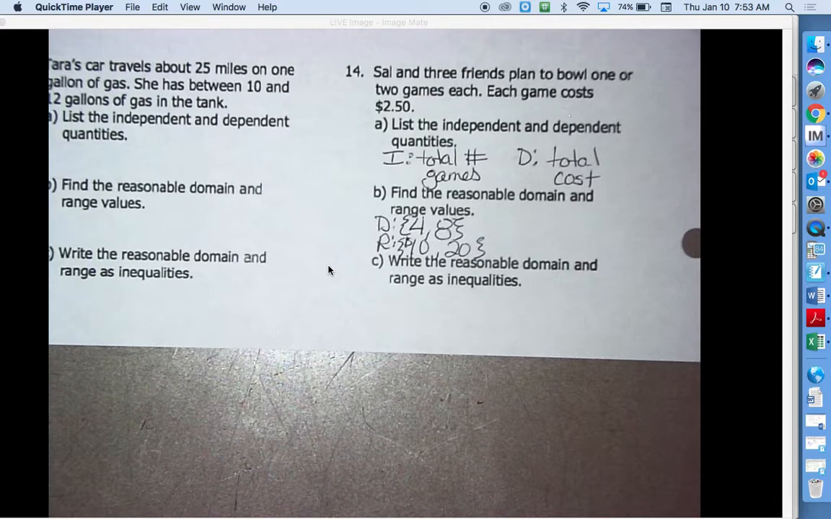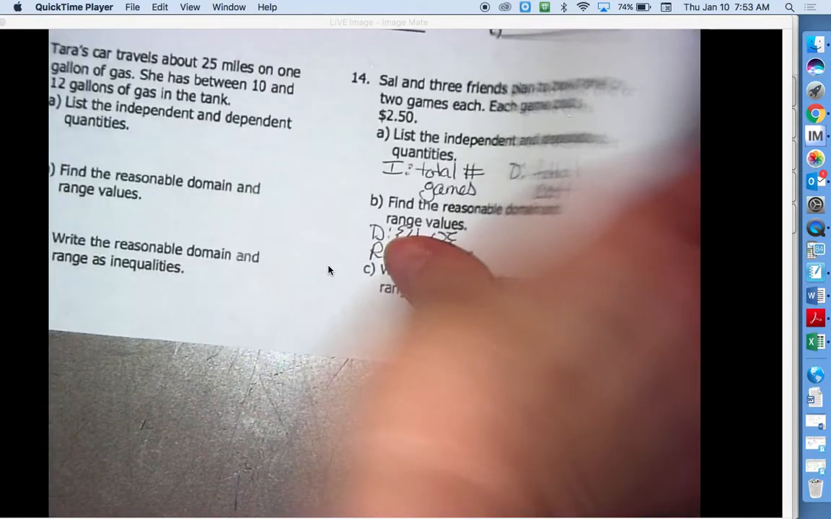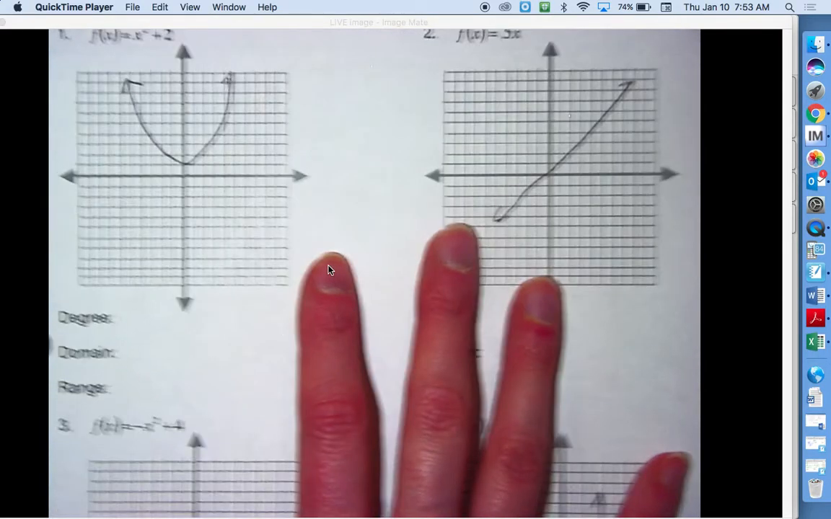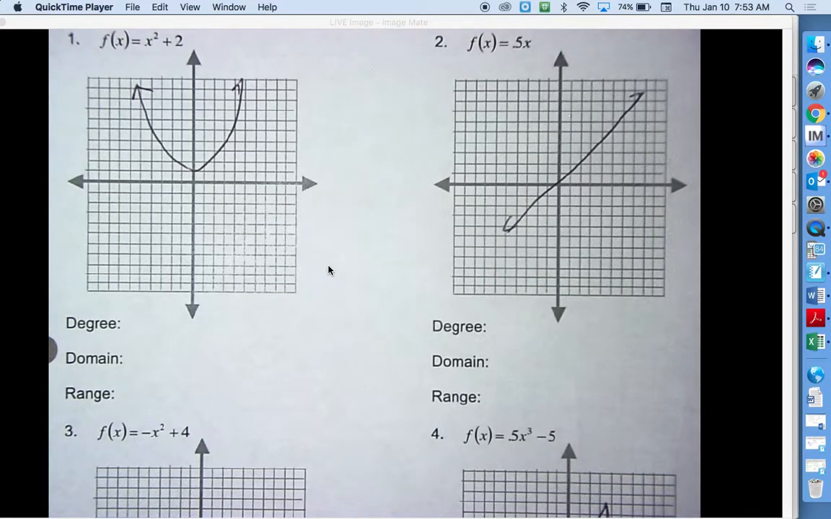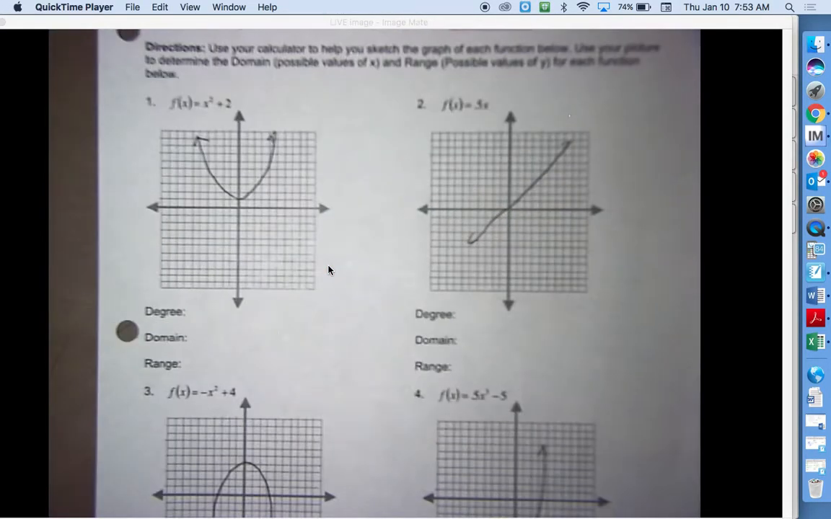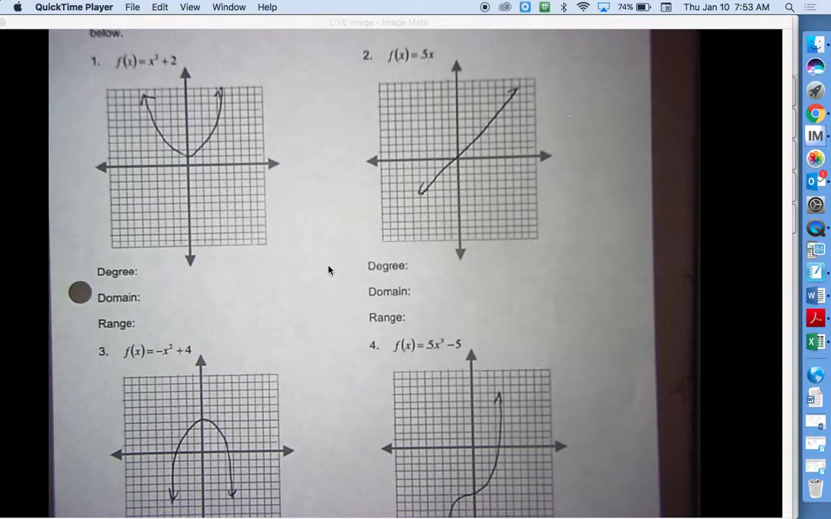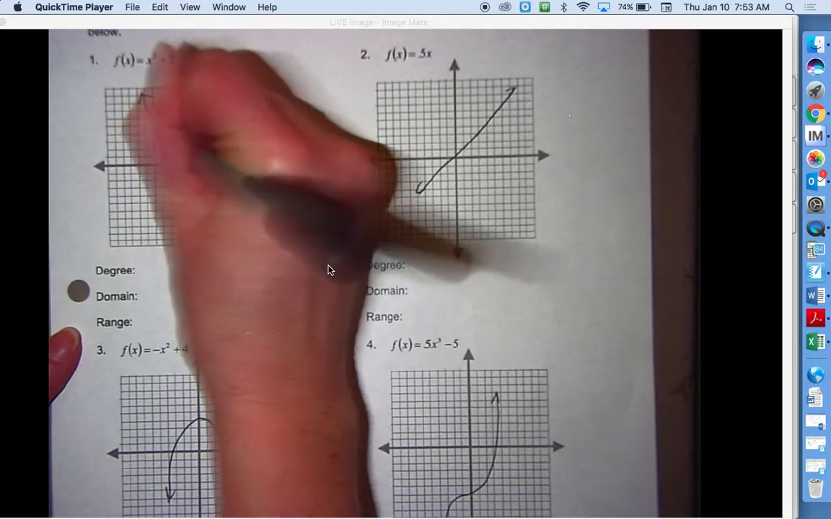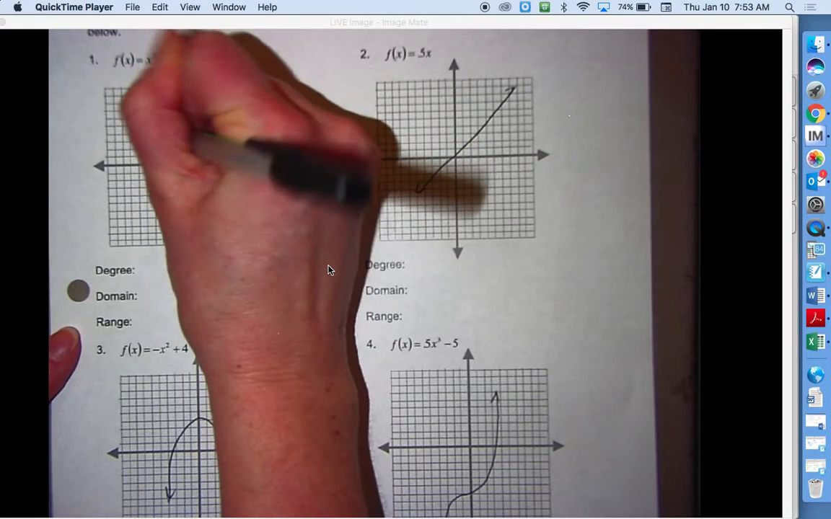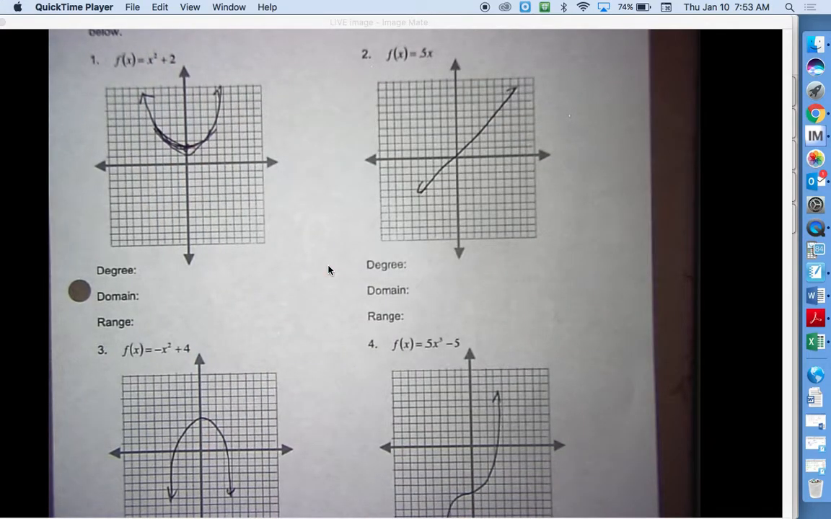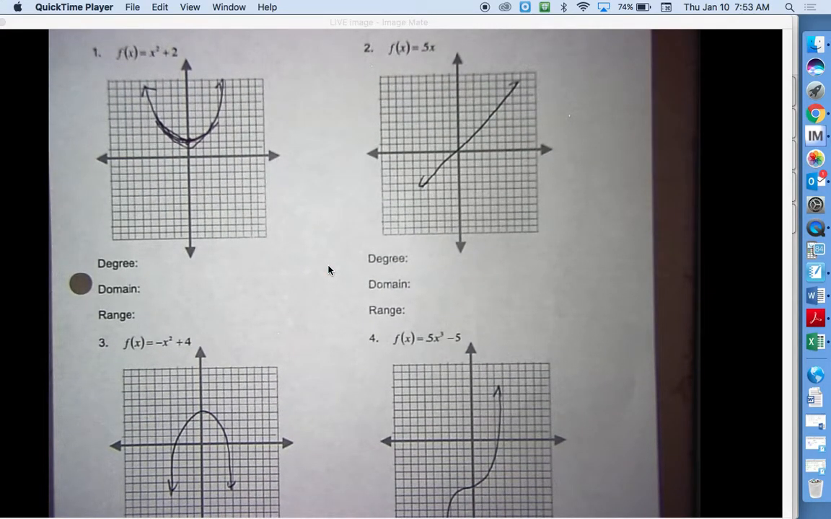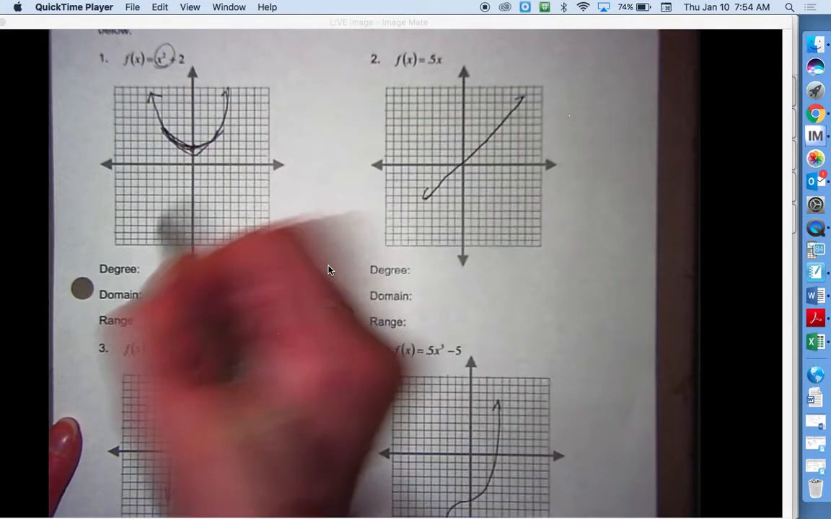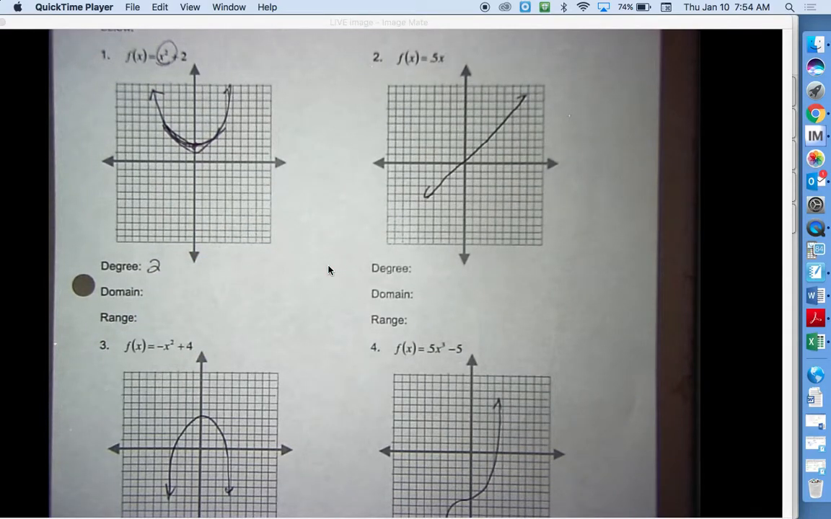So just looking at your graphs, I literally just drew very quickly a couple of sketches. I didn't really plot points. So here are my first 2 graphs. Actually, this one should go up here to 2. So it first says degree. The degree is the power of the polynomial. So that's what we talked about in chapter 5. This degree is 2.